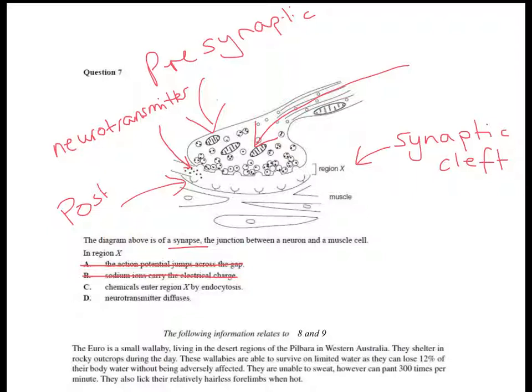Chemicals enter region X by endocytosis. Okay, endocytosis, if I had a membrane like this, is when I've got all my chemicals on the outside and they move into the membrane, and that eventually pinches off to form a vesicle with the neurotransmitter inside it, or with the chemical inside it. That is again not what's going on here. So it has to be D. Our neurotransmitter is diffusing.